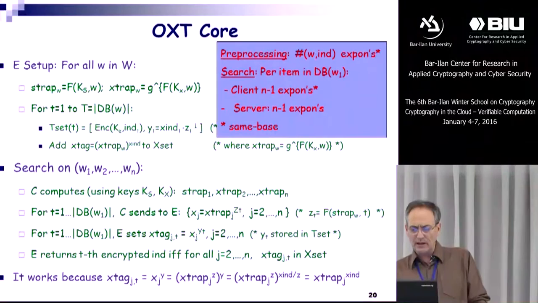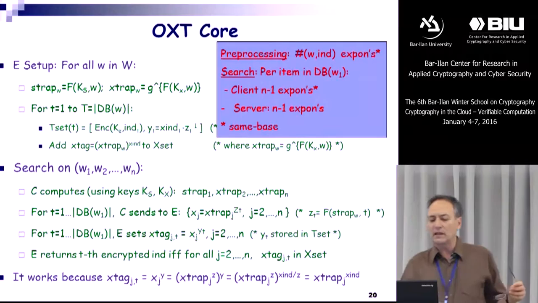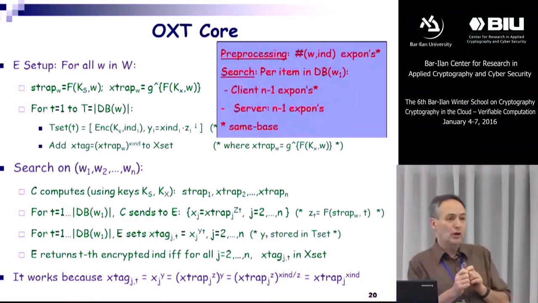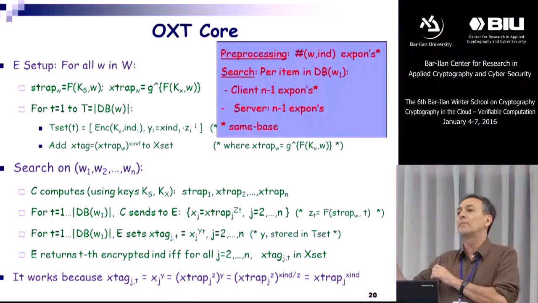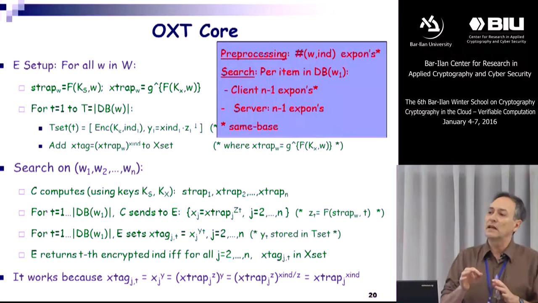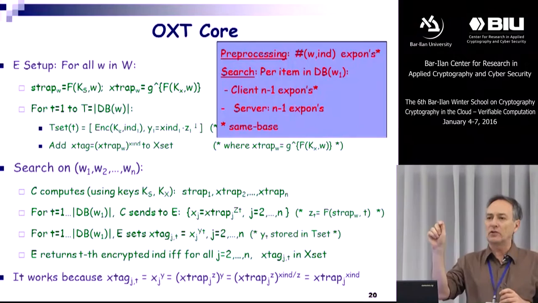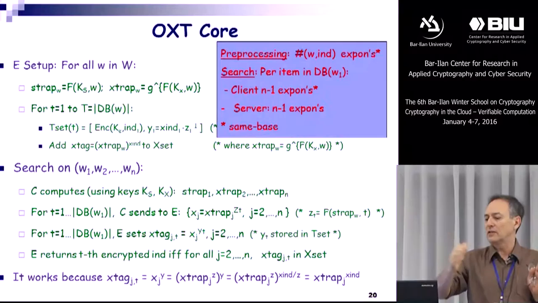This is the idea. To make the idea work, you have to do some more work, but that's basically the idea. One thing to realize here is that before in BXT, the client was sending xtrap 2 to xtrap n to the server, and the server did all the work. Now the client will be sending every xtrap to the z, but with a different z per entry in the W1 list. So essentially, it's a long message, but still one message.